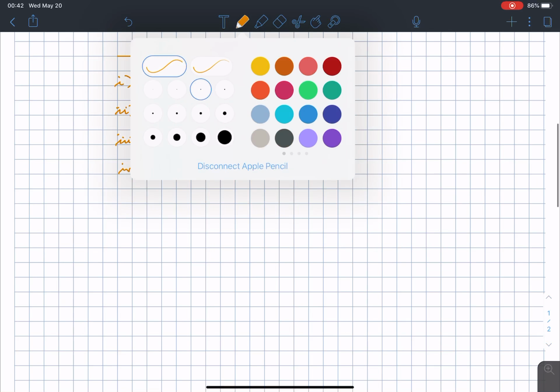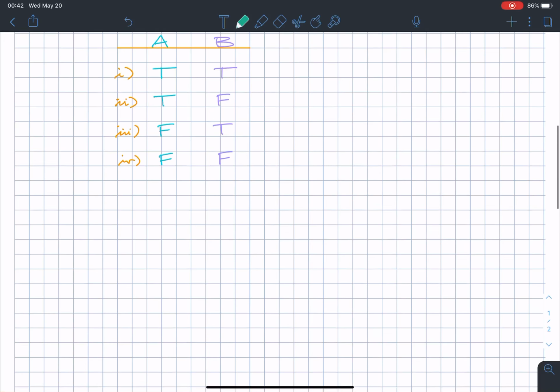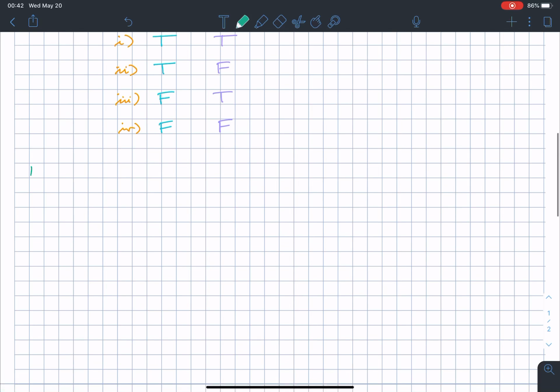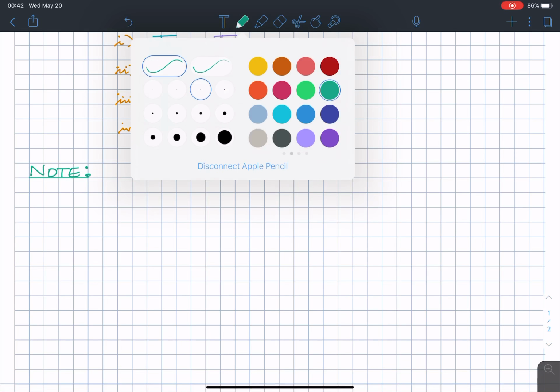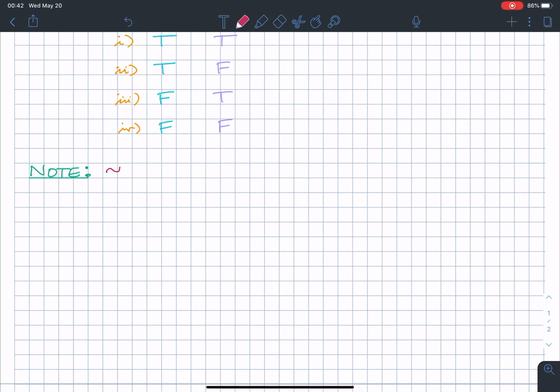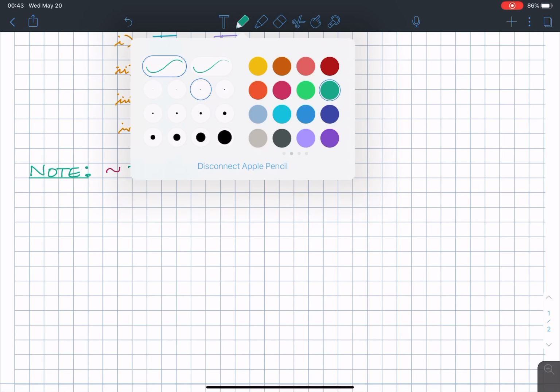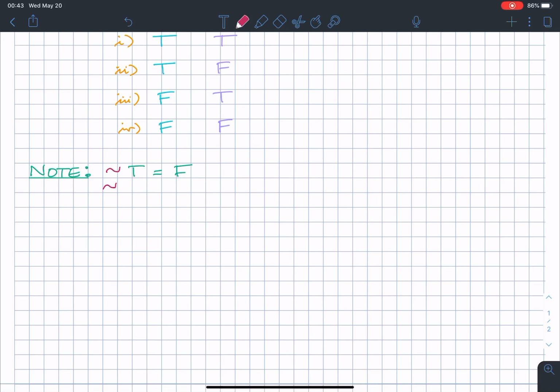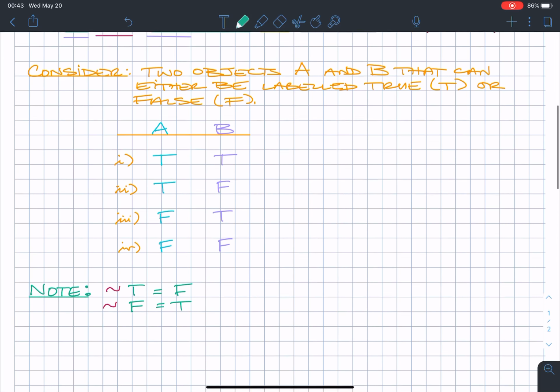But let's note something important. So note, when I negate something that's true, so something that is not true, is false. Similarly, something that is not false must be true. So when we negate a true or false statement, we get the opposite.